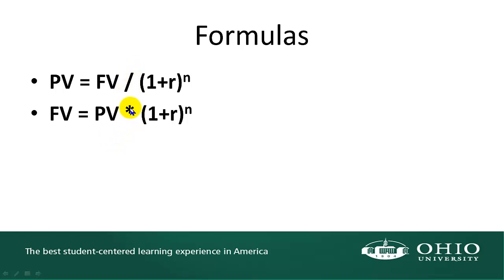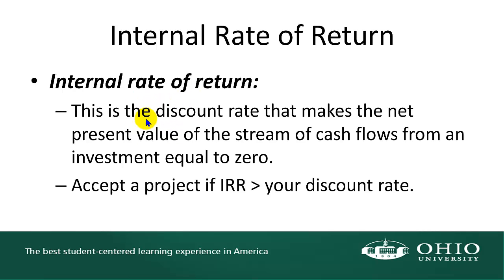If we're wanting to calculate a future value, we have a very similar formula. Instead of a division, we have the multiplication. So we have present value. If we know the present value, we can simply multiply this by that discount or growth factor.